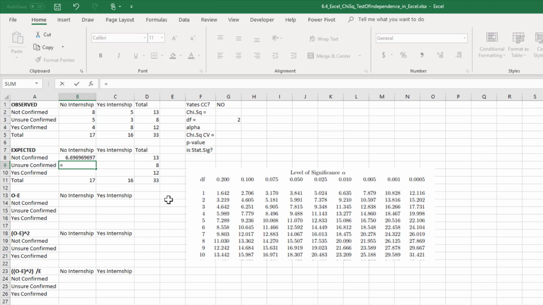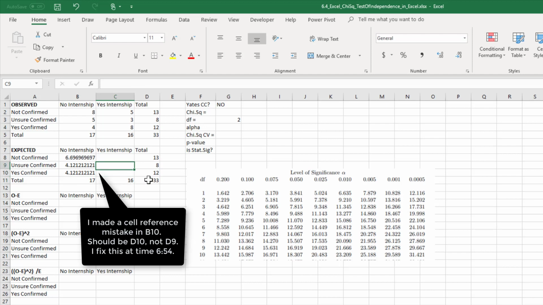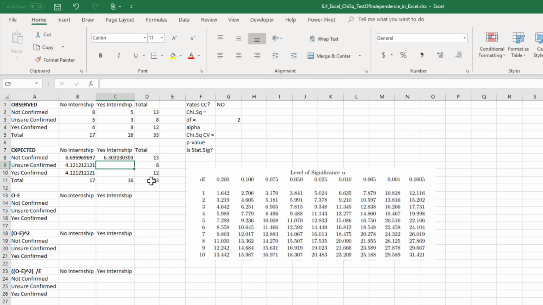So I'm going to repeat this process. Marginal total in the column times marginal total in the row, close the parentheses, divided by grand total. Marginal column multiplied by row marginal divided by grand total. Marginal times marginal divided by grand total.